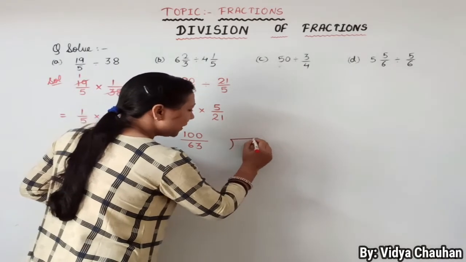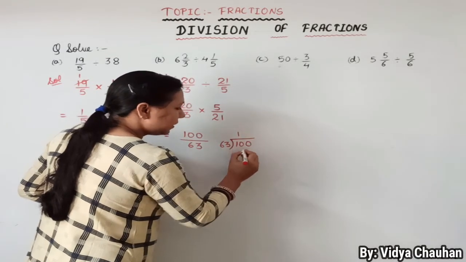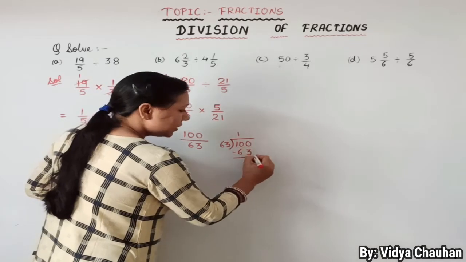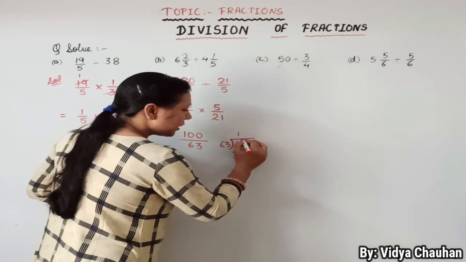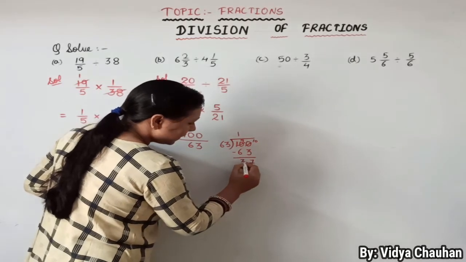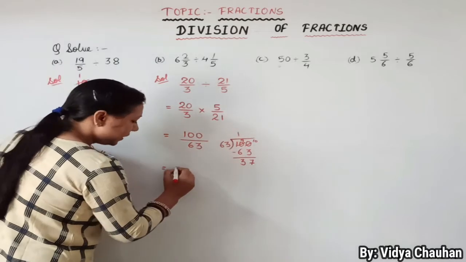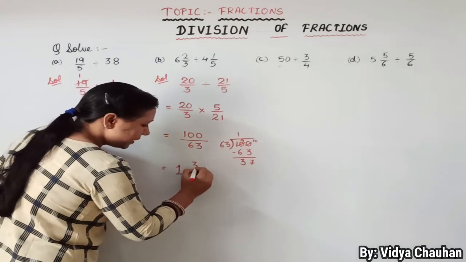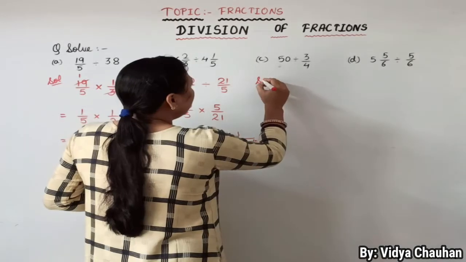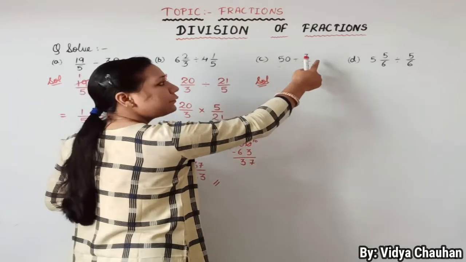So let's convert it into a mixed fraction now. 100 divided by 63. 63 ones are 63. Subtracting the value here, this will become 10 and this will become 9. 10 minus 3, 7. 9 minus 6 is 3. So what is our final answer? It will be 1 37 upon 63.